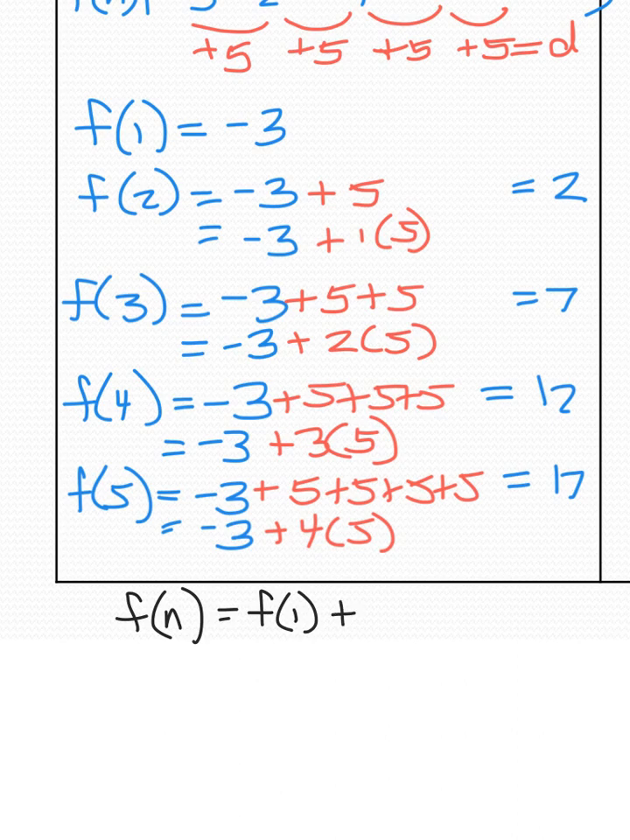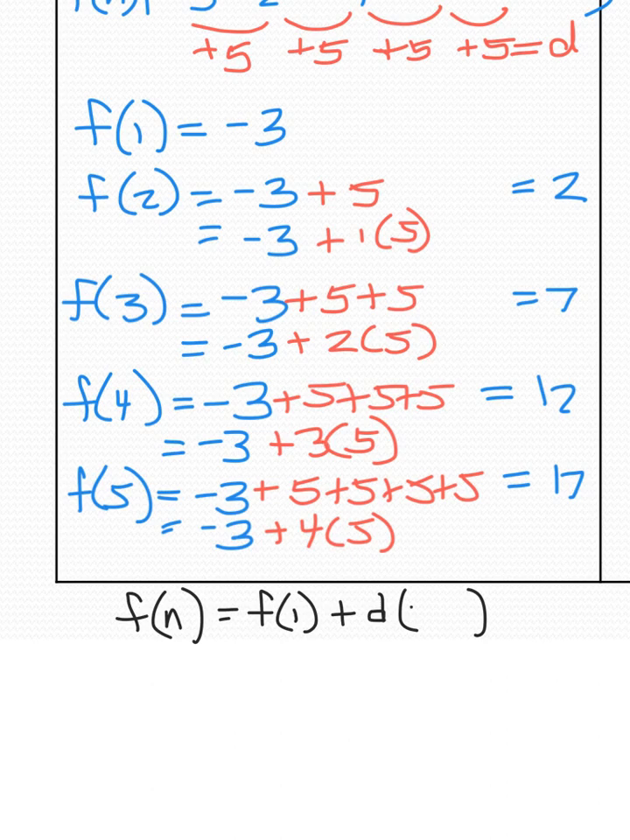And you can see we're multiplying this number 5, this common difference, by something. Now let's see what that something is. In every case, well, first of all, for f of 1, n equals 1, there are no 5s. For n equals 2, there was 1 5. For n equals 3, there are 2 5s. For 4, 3 5s. So you can see there's certainly a pattern here.